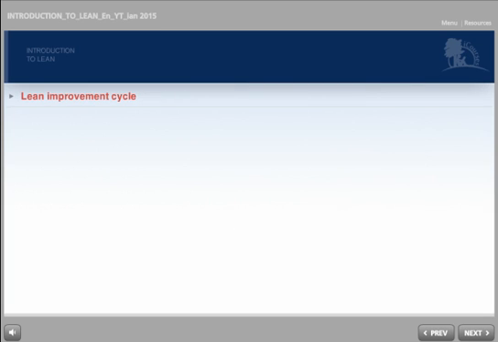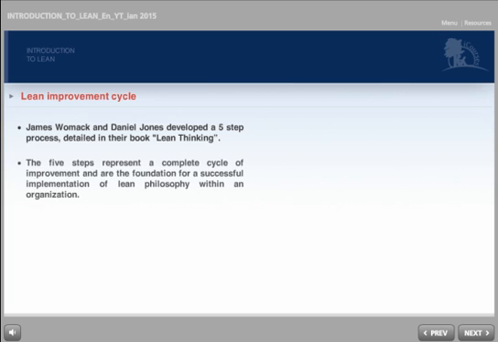To help companies in transition to lean production, James Womack and Daniel Jones developed a 5-step process detailed in their book, Lean Thinking. The 5 steps represent a complete cycle of improvement and are the foundation for a successful implementation of lean philosophy within an organization. The main idea of lean is simple. Organizations should be obsessively concerned with eliminating waste and creating the most effective ways to add value to products and services delivered to their customers.